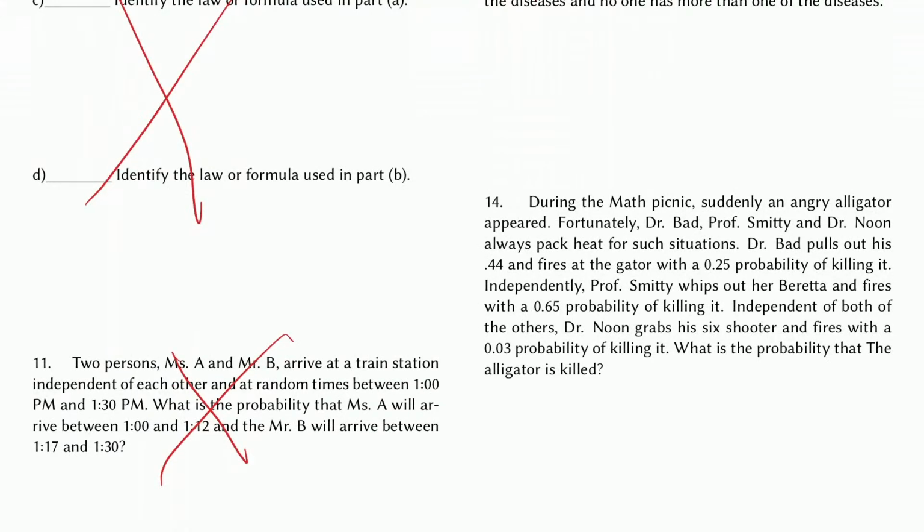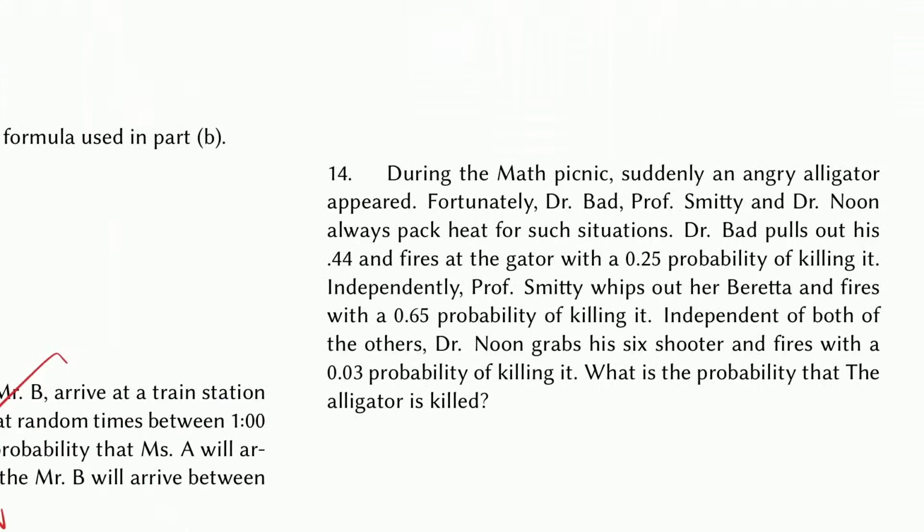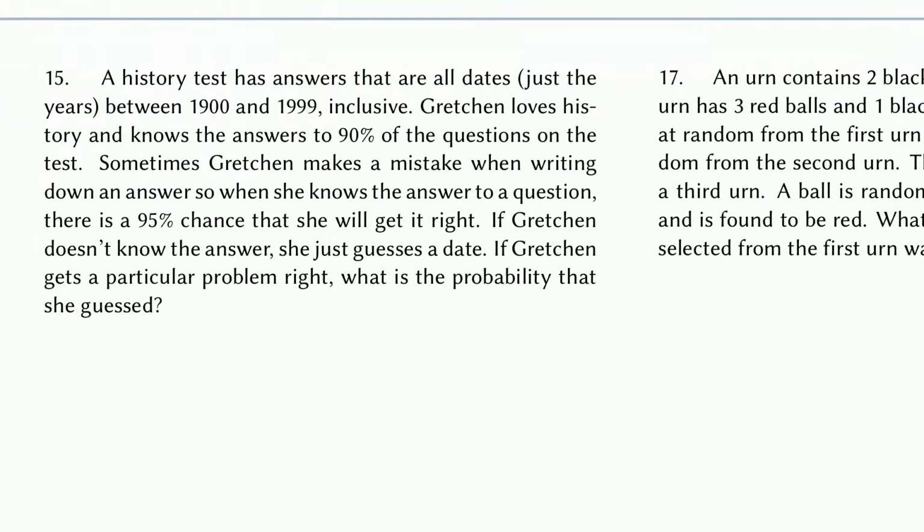Let's see, this is not expected. What is this? Independence, yeah. We need to know independence. So independent events, that's nice. Let's see, history test. Gretchen makes a mistake. Okay, this is another conditional.